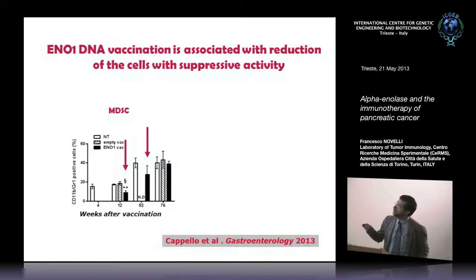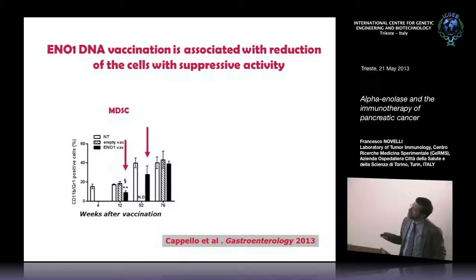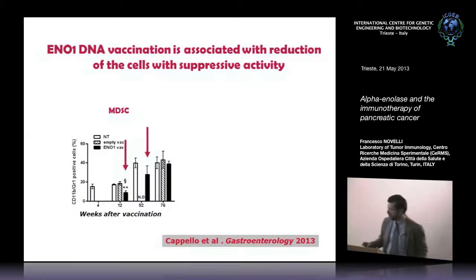And we looked at the percentage of these cells in the blood of the mice by using the two markers able to identify this subset, CD11b and Gr1. What we observed is that, in particular, after 12 weeks of vaccination, there was a significant reduction of myeloid-derived suppressor cells in vaccinated mice. This decrease was no longer statistically significant after 52 weeks and completely vanished after 76 weeks.